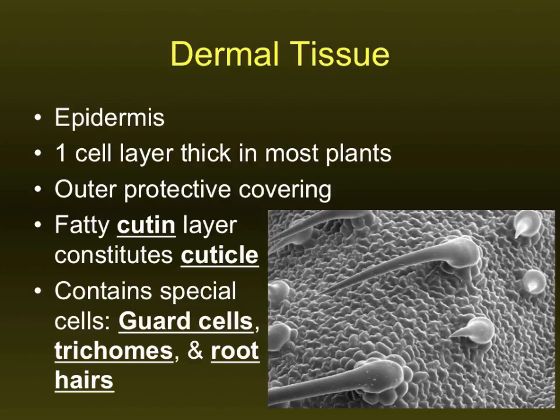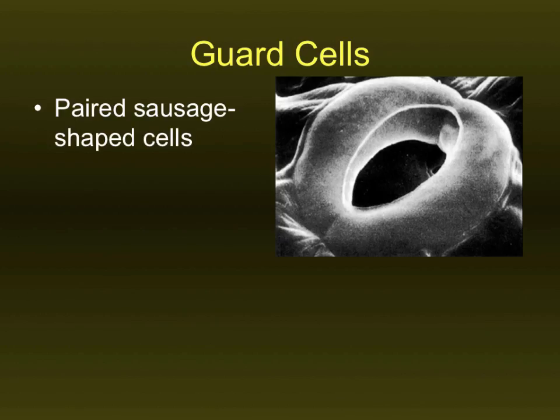And root hairs, which show up the same way but have a very different function, would be in the roots. They're going to have a very important function when it comes to absorption of water and nutrients in particular. These are guard cells.